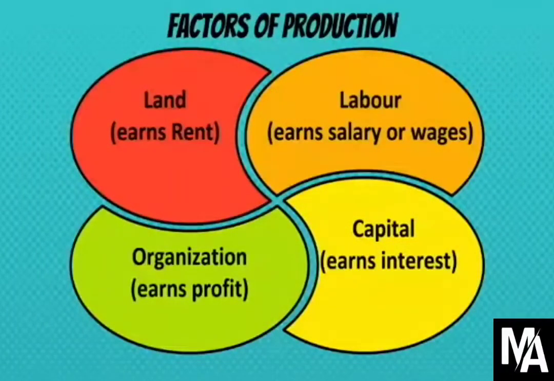At the end of the last video, I had explained that there are four basic factors of production: land, labor, capital, and organization. While land helps us to earn rent, labor helps us to earn salary or wages, capital helps us to earn interest, and organization helps us to earn profit. So rent, salary, wages, interest, and profit are the various components of income which we earn from factors of production. So in this video, we are going to understand how we exactly earn income and how this income is helpful in the economy.